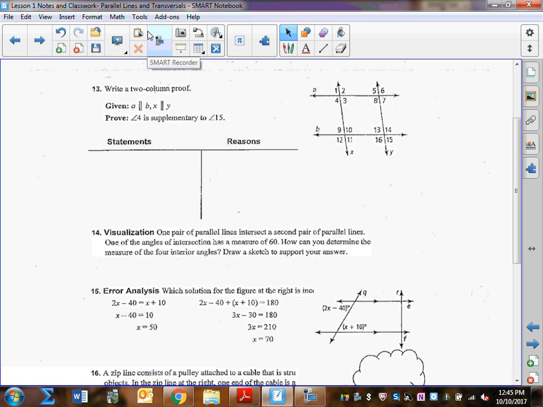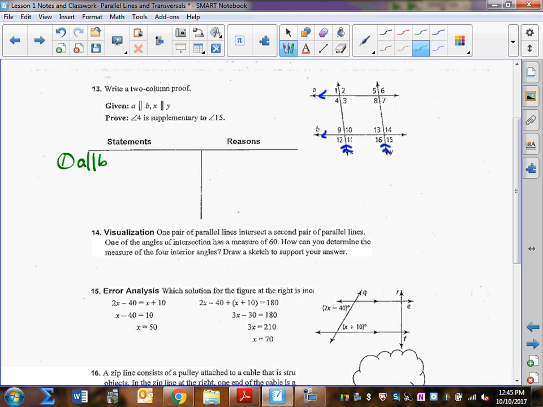Alright, so on the back side, problem 13 with the 2-column proof. Now they give us 2 sets of parallel lines for this. So they say that A is parallel to B. Let's go ahead and mark that in. And then they say that X and Y are parallel. So when we mark that in, we're going to use 2 little arrows because those go together and then the ones go together. Now, of course, that's going to be our first statement.